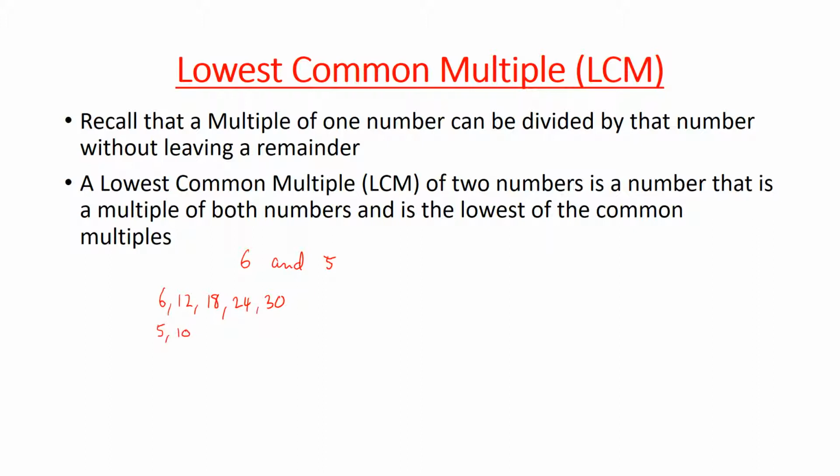So now I'm going to write out my 5 times tables. And I can see that 30 is common between both of them. It's a multiple of both of them, and it in fact happens to be the lowest, so the earliest common multiple that we can find.